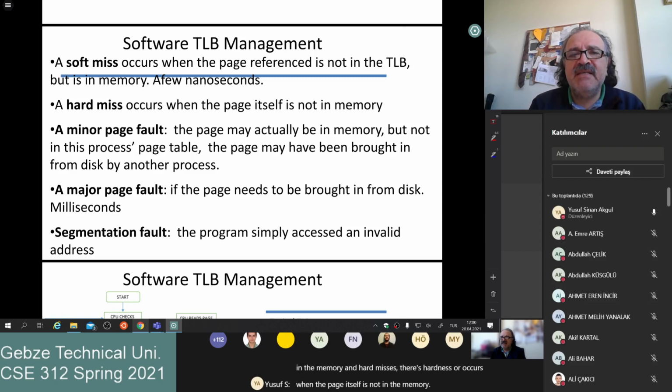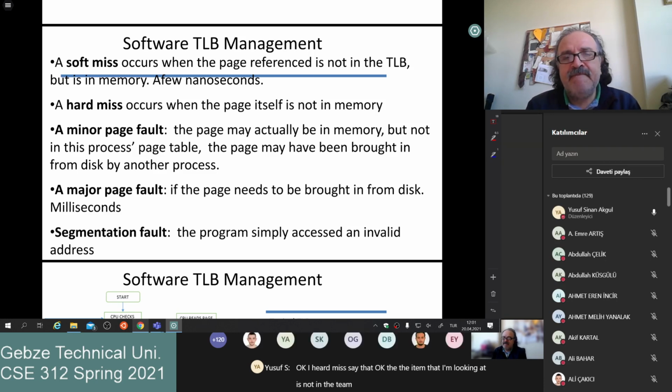A hard miss says that the item that I'm looking at is not in the TLB, and it is not in the page table either. The page table says that I don't have that page. In that case, it's a hard miss. Maybe we can categorize this hard miss into two. When there is a hard miss, it means it's a page fault. A page fault means that I don't have that page in my memory and I need to load it.